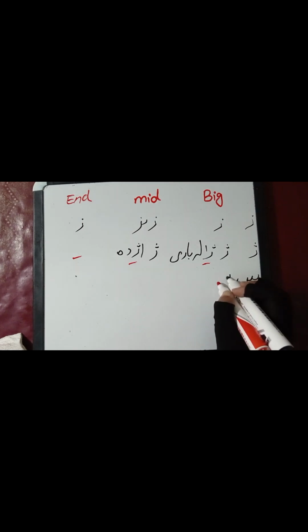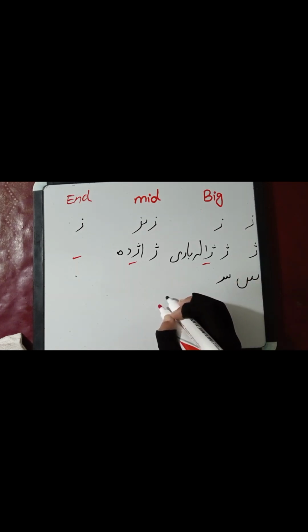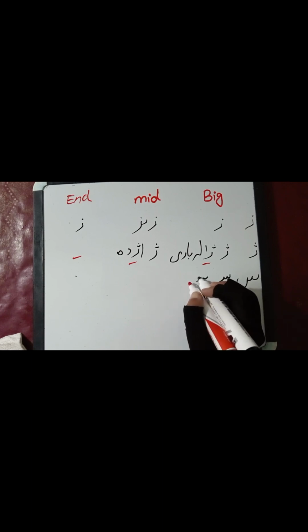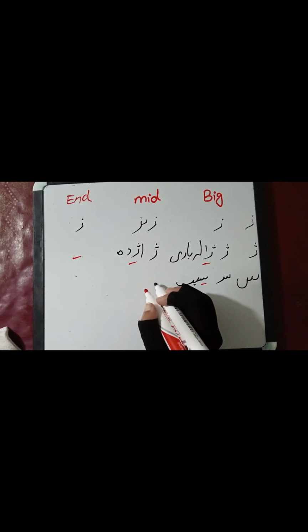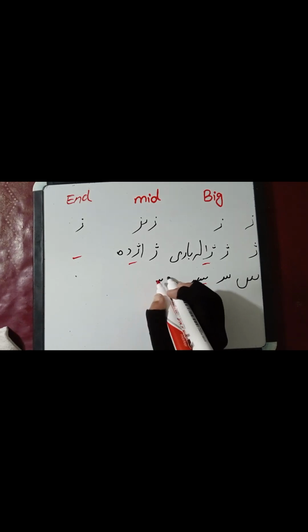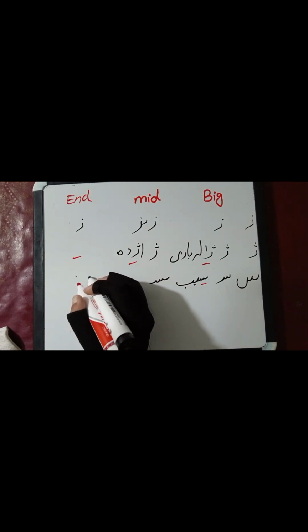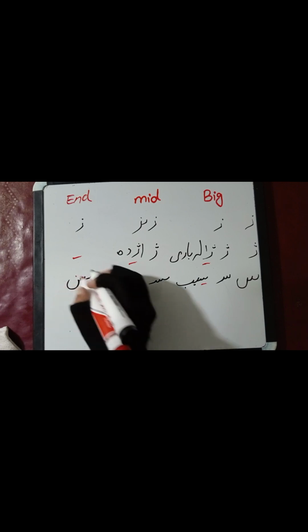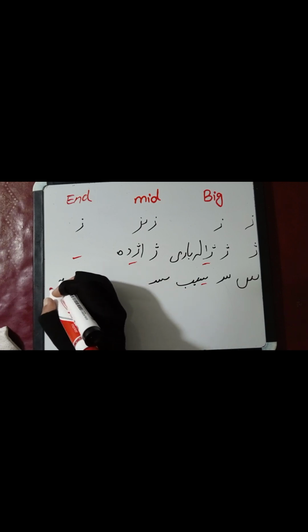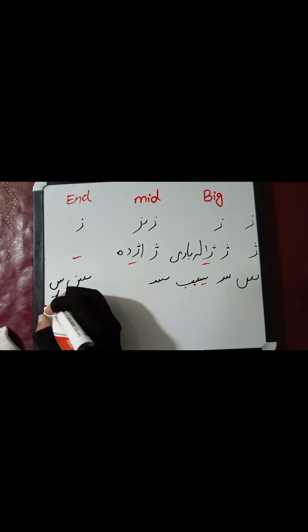Seen, in the beginning it has this shape like Sab, this one, and in the middle it has two connectors. In the ending it comes with connector and sometimes without connector like Sas, without connector, and bounce with connector.